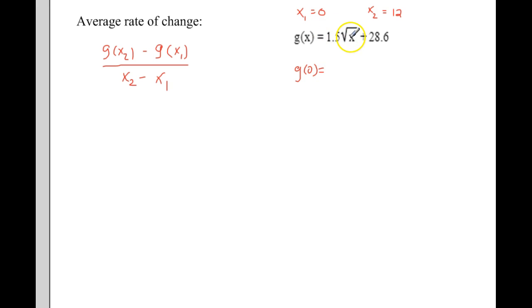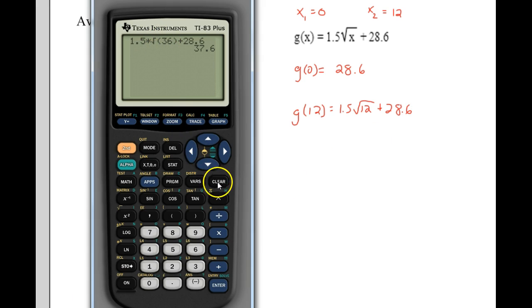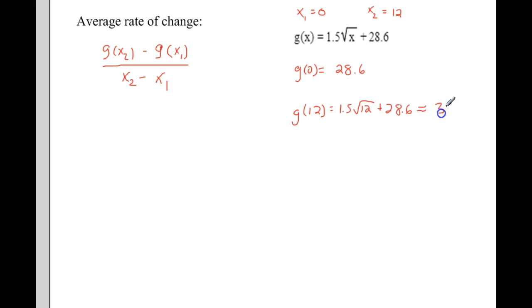When I plug in 0, I get 1.5 times the square root of 0, which is 0, plus 28.6. That's just 28.6. When I plug in 12, I need to go to the calculator. 1.5 times the square root of 12 plus 28.6. If you hit second enter, it'll bring back the last thing you did, and since we're using the same formula, I'm just going to change the 36 to a 12. So I get roughly 33.8.